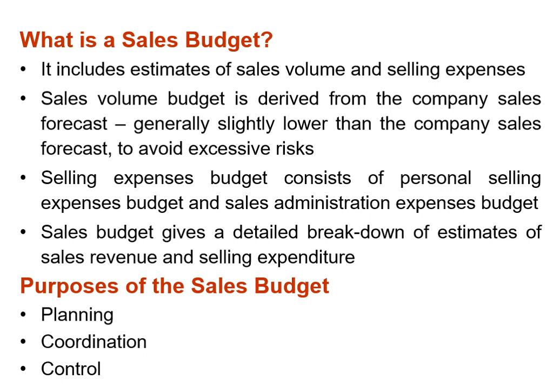Then what is a sales budget? It includes the estimate of sales volume and selling expenses. Sales volume budget is derived from the company sales forecast. Generally it is slightly lower than the company sales forecast to avoid excessive risk. Selling expenses budget consists of personal selling expenses, and a sales administrator is required, because the budget gives the detailed breakdown of estimated sales revenue and selling expenditure.